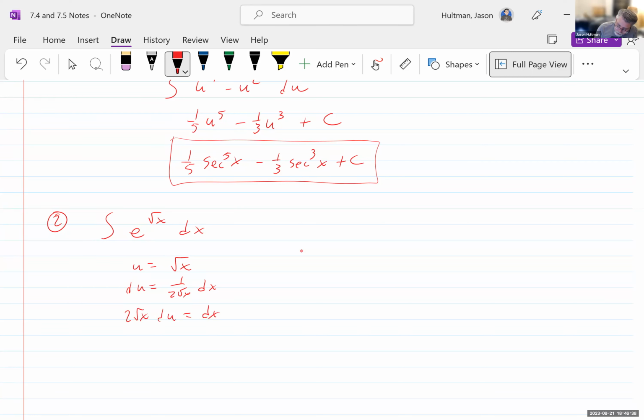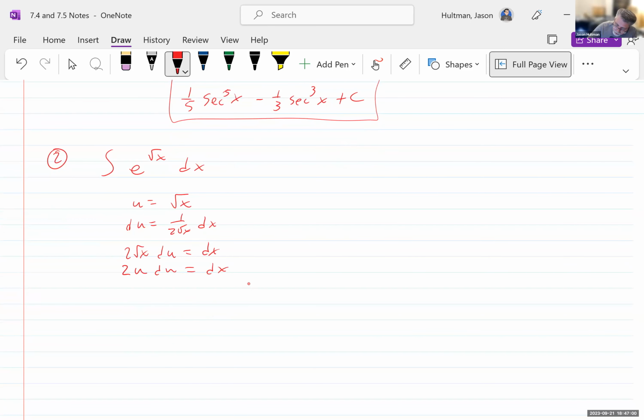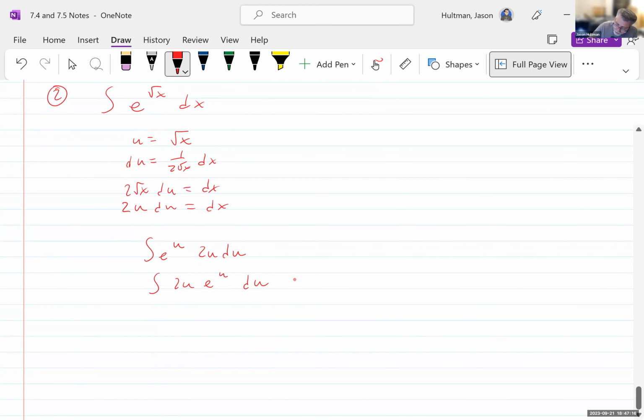But what was radical x? Radical x was u. So that becomes 2u du equals dx. So this becomes the integral of e to the u times 2u du. So this becomes the integral of 2u e to the u du. Very nice. And so now we do integration by parts, right?